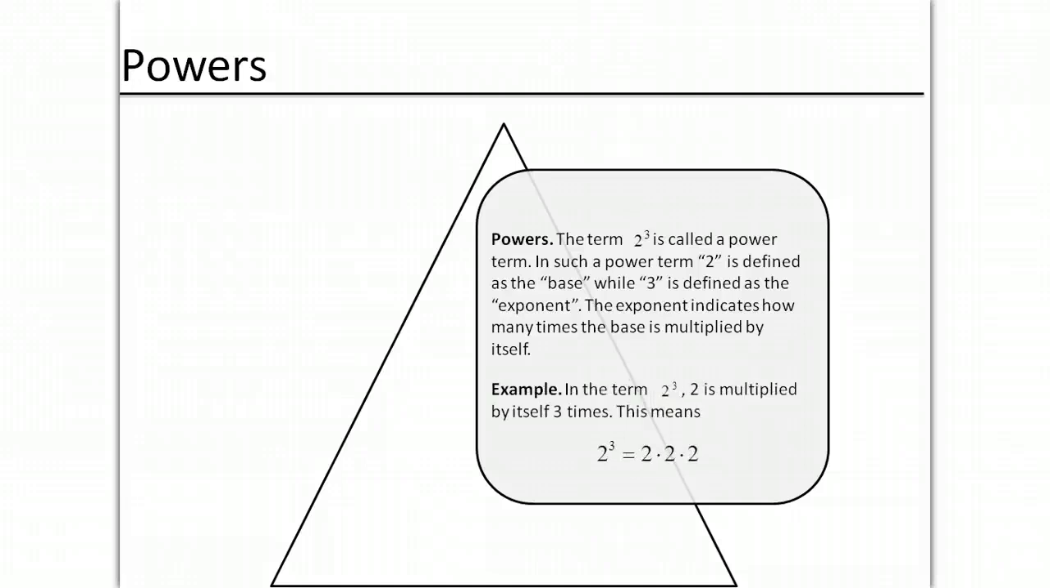Powers. The term 2 cubed is a power term. Two is defined as the base, while 3 is defined as the exponent. The exponent indicates how many times the base is multiplied by itself.